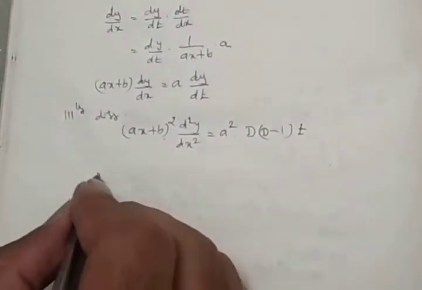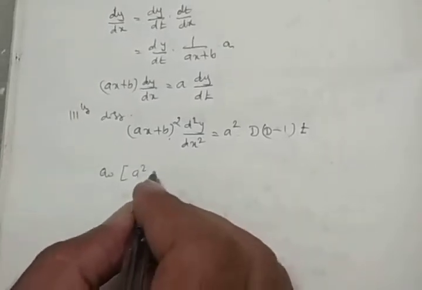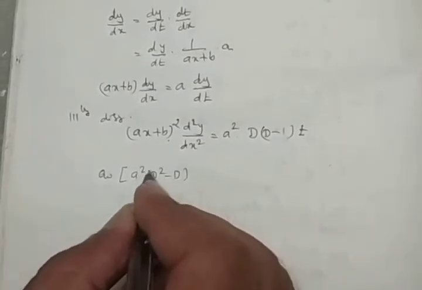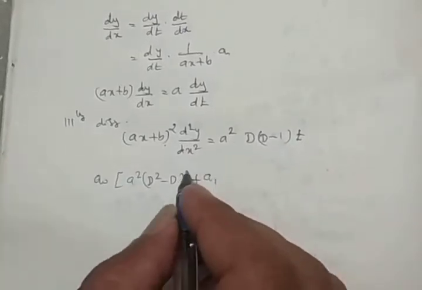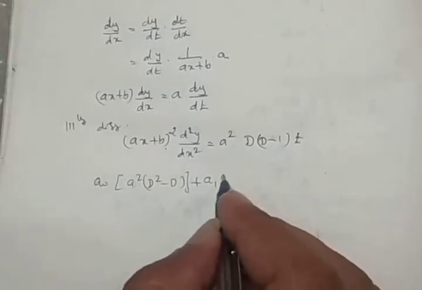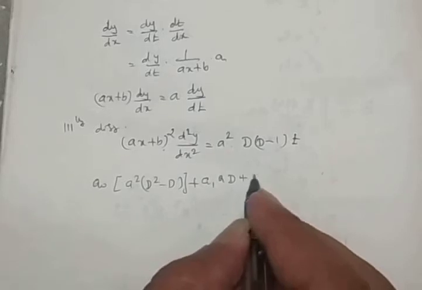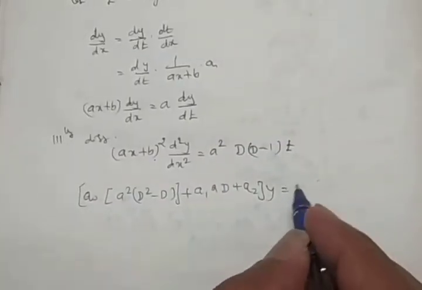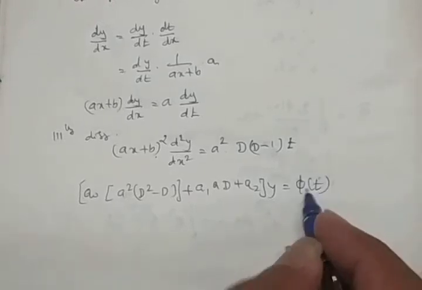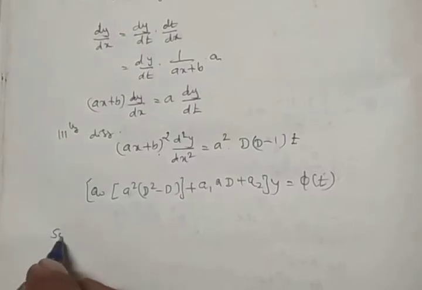So if we substitute this one, we get a0 a² (D² - D) + a1 a D + a2 of y equal to a function in terms of t. Okay, now we solve some problems.